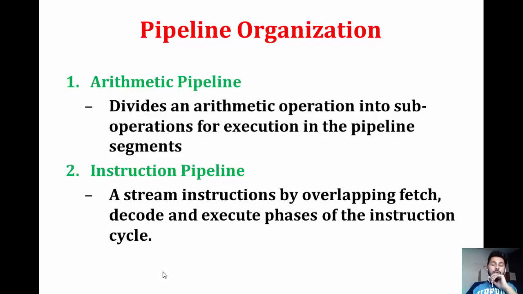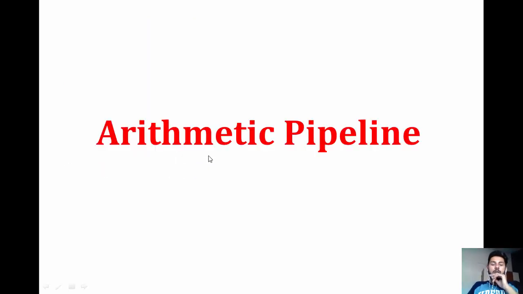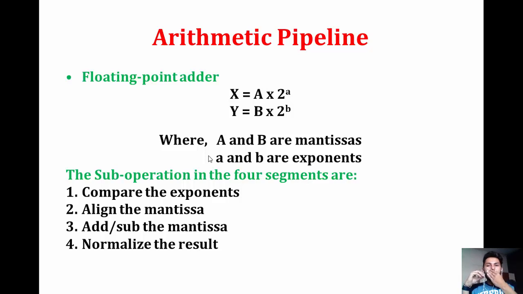So in our computer systems, the pipeline structure is organized in 2 different ways: the arithmetic pipeline and the instruction pipeline. In today's video, we'll be discussing the arithmetic pipeline, and in the next video we'll be discussing the instruction pipeline. So the arithmetic pipeline divides an arithmetic operation into sub operations for execution in the pipeline segments. Let's take an example of an arithmetic pipeline.